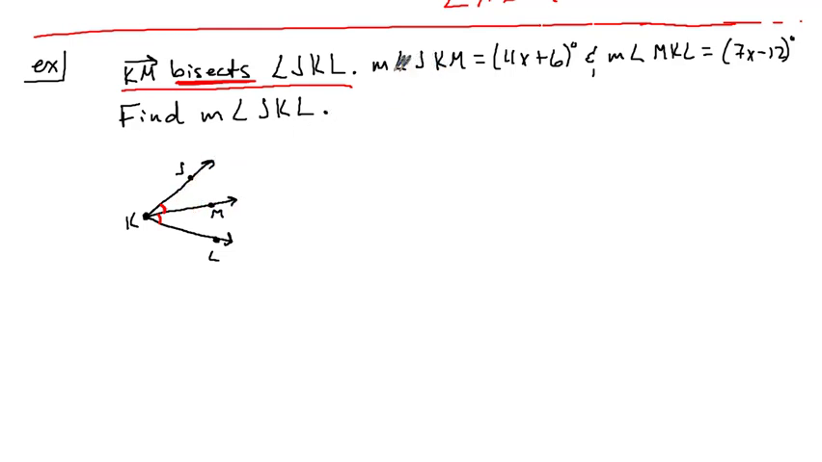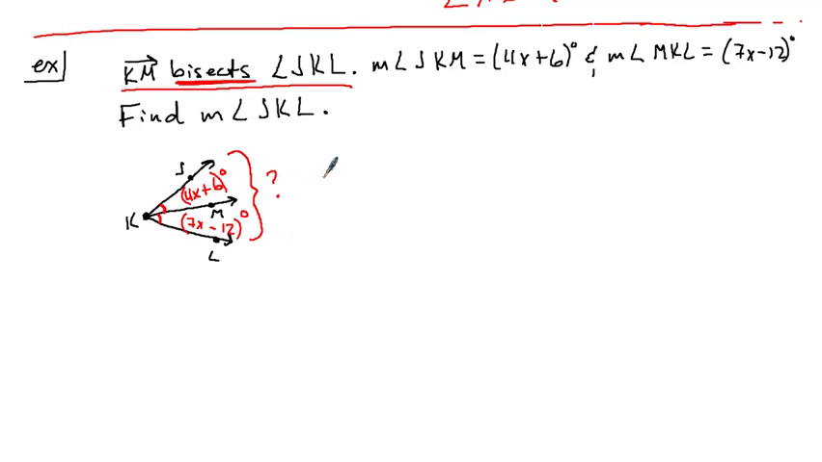So we just read along. Measure of angle JKM is 4x plus 6 degrees. That's this angle. The measure of angle MKL is 7x minus 12 degrees. So those are the measurements of our two angles. All right, now how do we find the measure of angle JKL? Well, that is this entire angle. That's what we're trying to figure out.